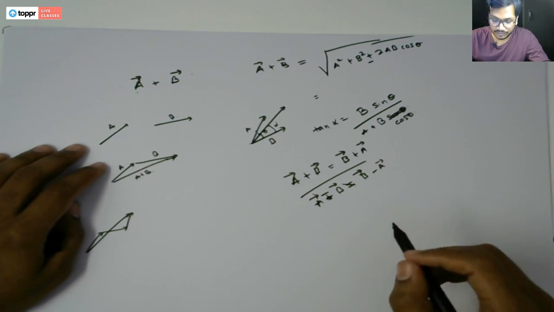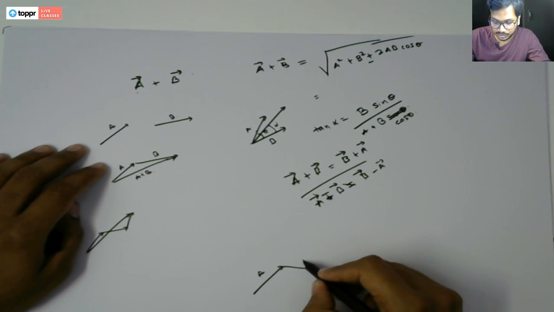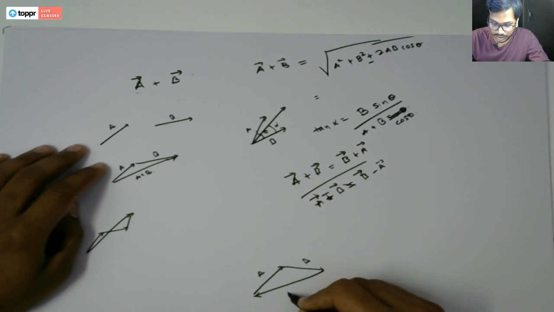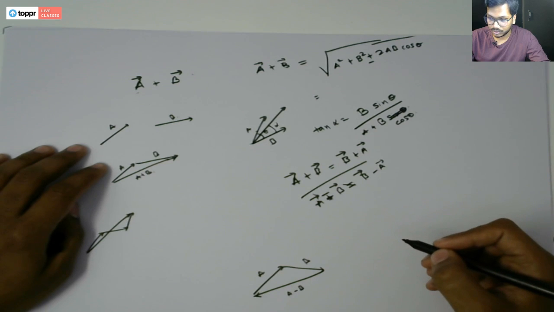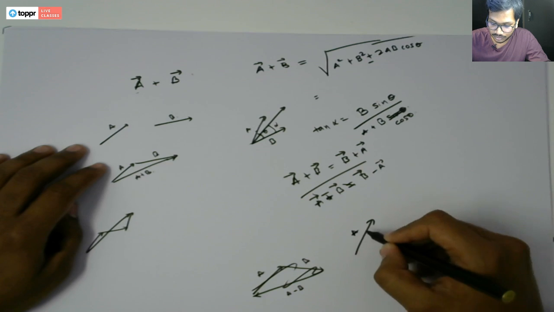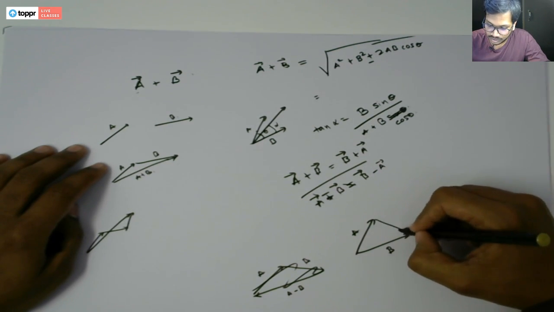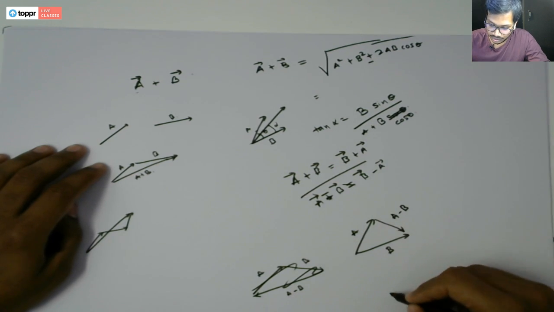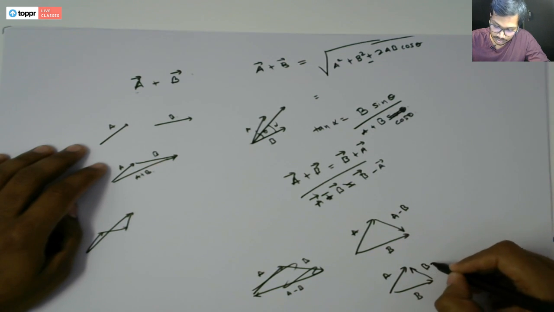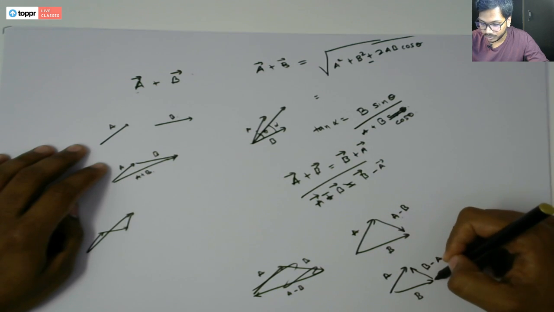So I'll tell you how this works graphically. Let's say this is a and this is b, and if we do this, we get a minus b. And if this is a and this is b, we get b minus a. So a minus b and b minus a have the same magnitude but opposite directions.